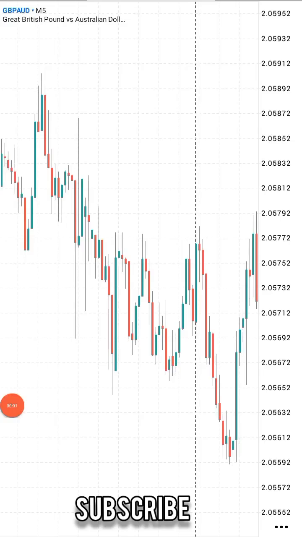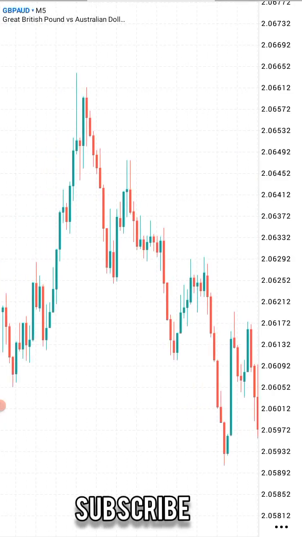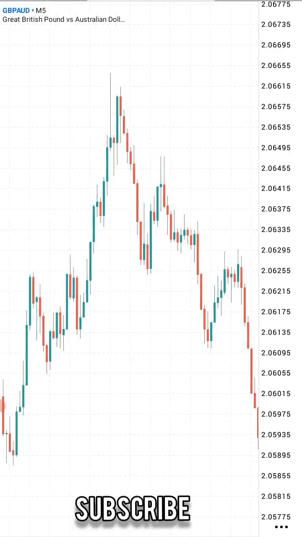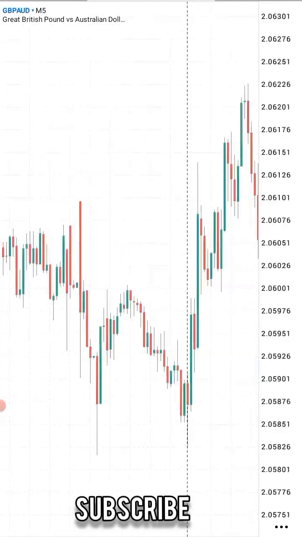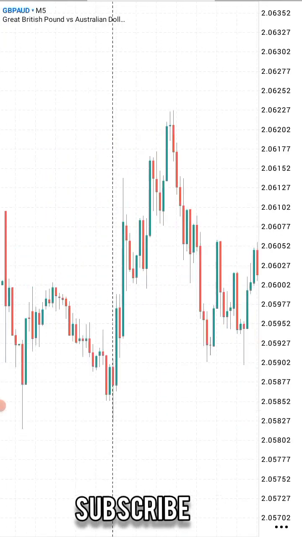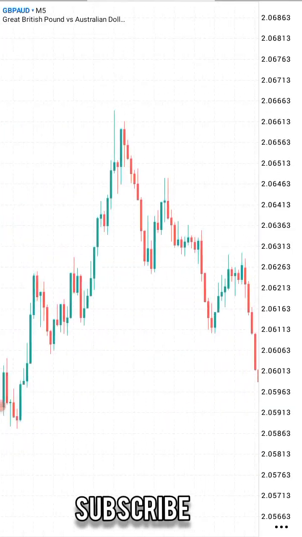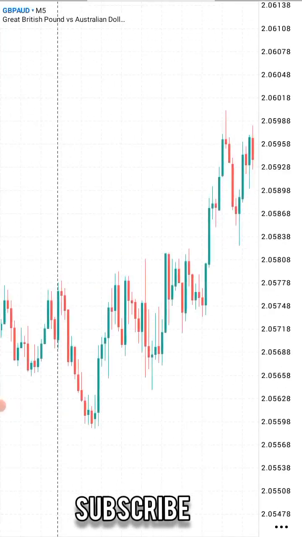Hello everyone. I found this amazing trend following strategy and I want to share it with us very quickly. I will share the settings and teach you how you can trade it and also how you can use the filter. We have a filter to filter the trades.